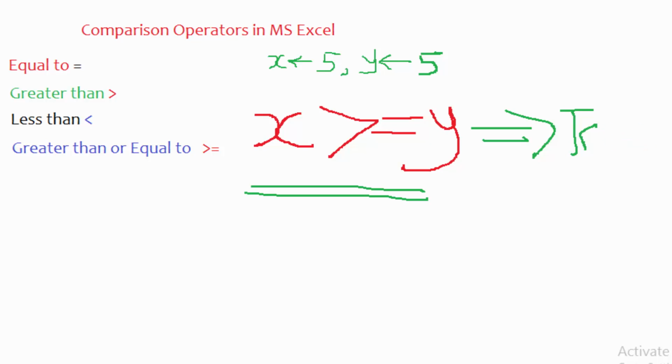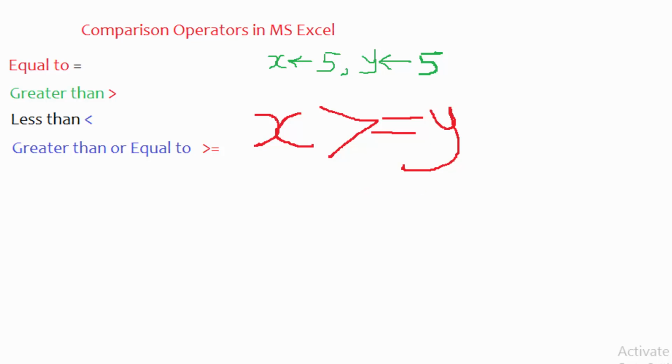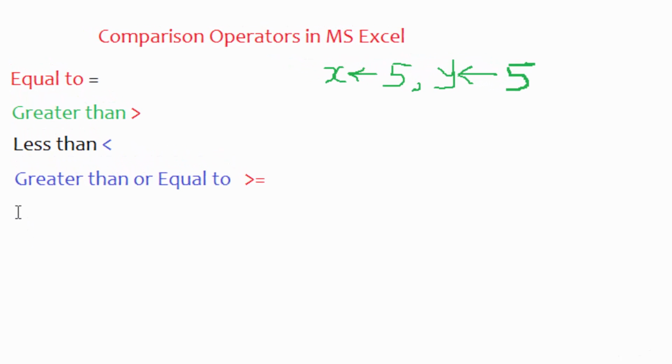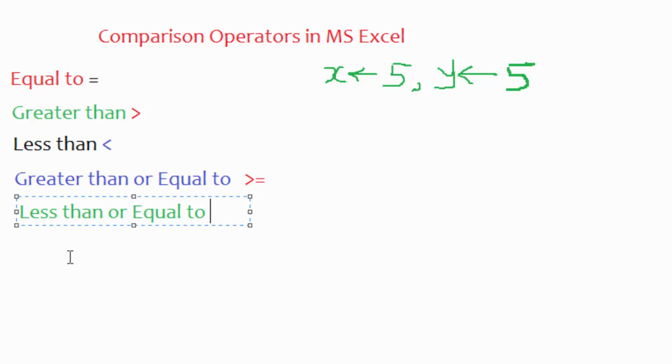The next one is this one, which we call less than or equal to, less than or equal to, and it is written starting with the less than sign, then ends with the equal sign, like that. And we just select this.